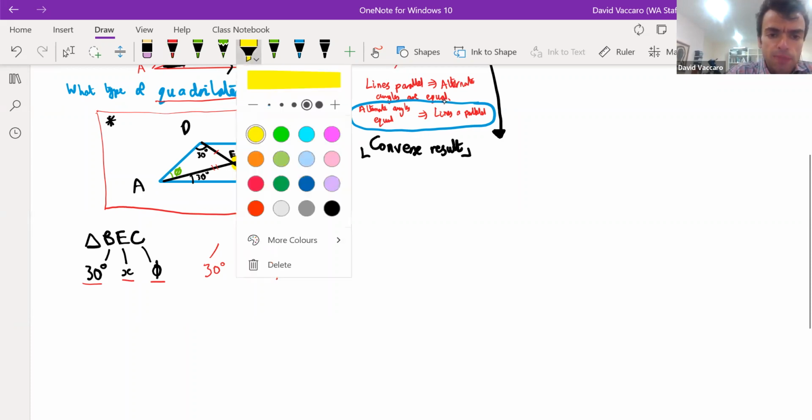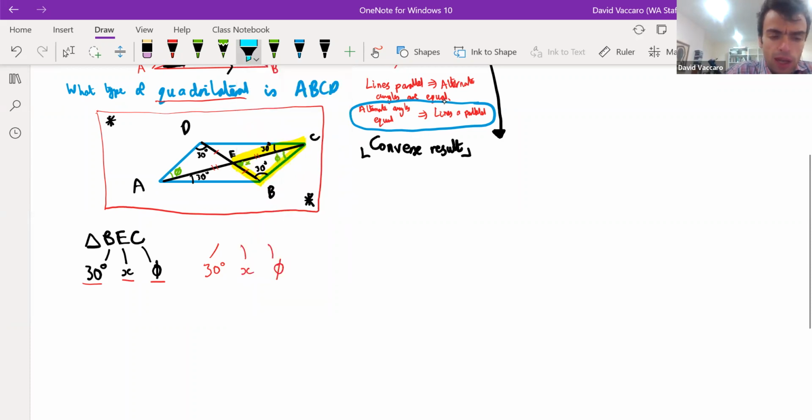And in the meantime, I will highlight such a triangle where there's a 30 degrees here at A. There's a phi degrees over here at C. And so if two of the angles are equal, it must be that angle ABC is equal to X. So we've got a pair of similar triangles. BEC is similar to triangle ABC.